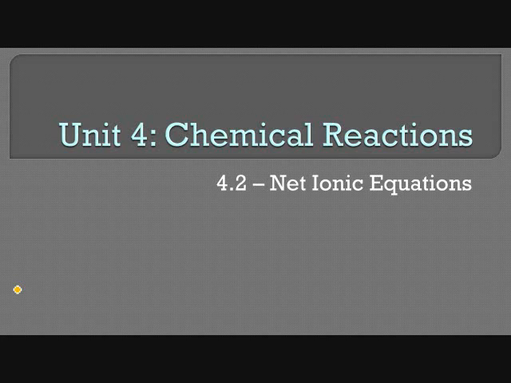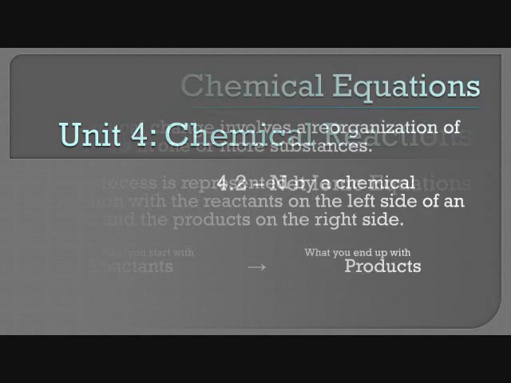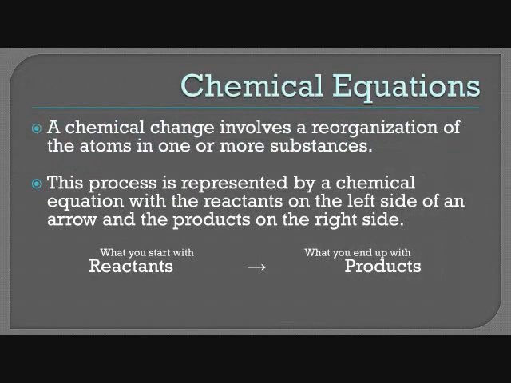In 4.2, we are going to review some more about writing equations for chemical reactions, and we'll get into the net ionic equation, which a lot this year, instead of writing the whole equation out, we want to just write the net ionic equation. So a chemical change involves a reorganization of the atoms in one or more of the substances. This process is represented by a chemical equation with reactants on the left and the products on the right.